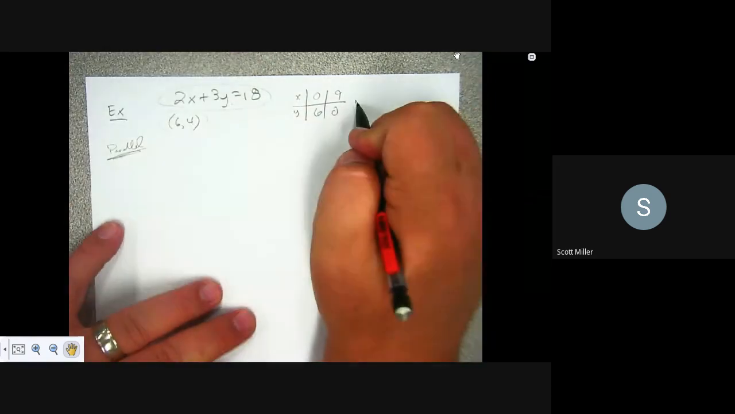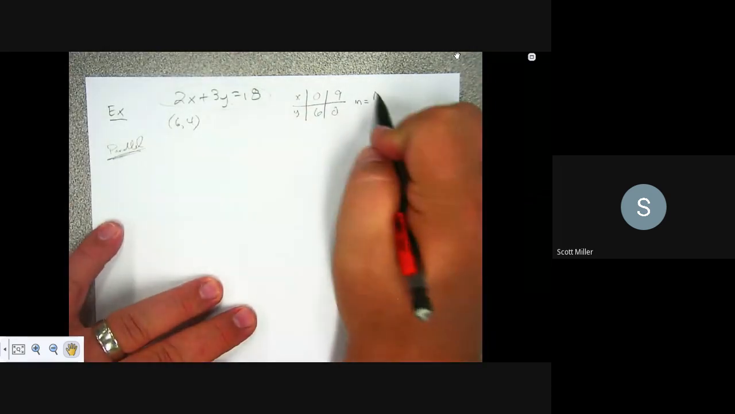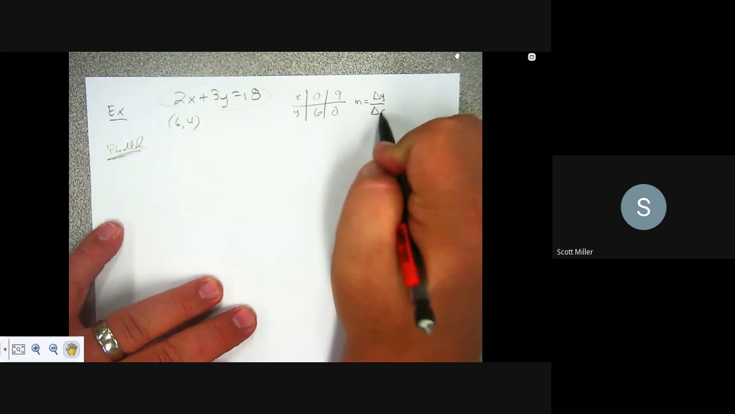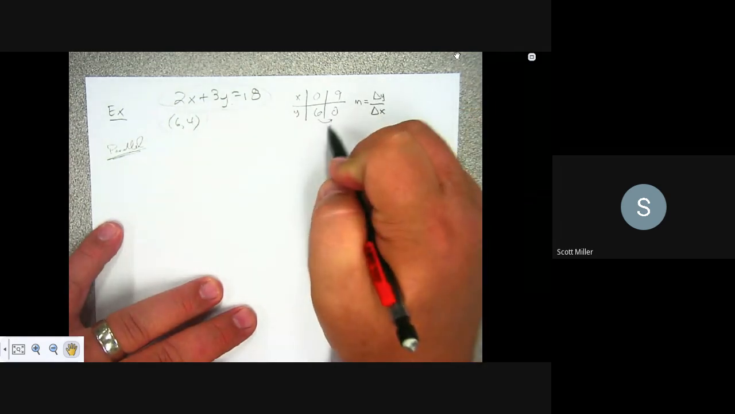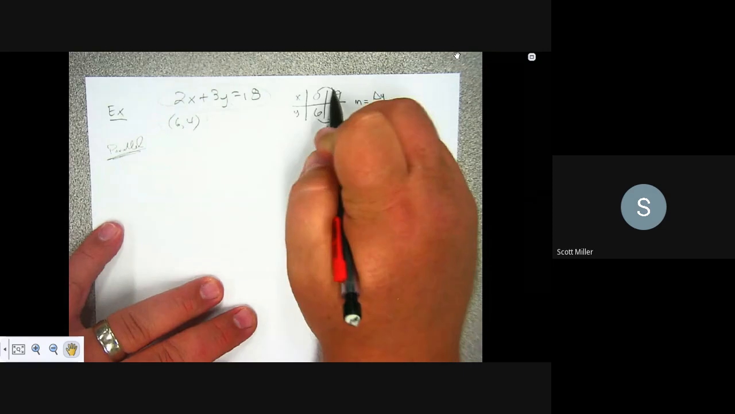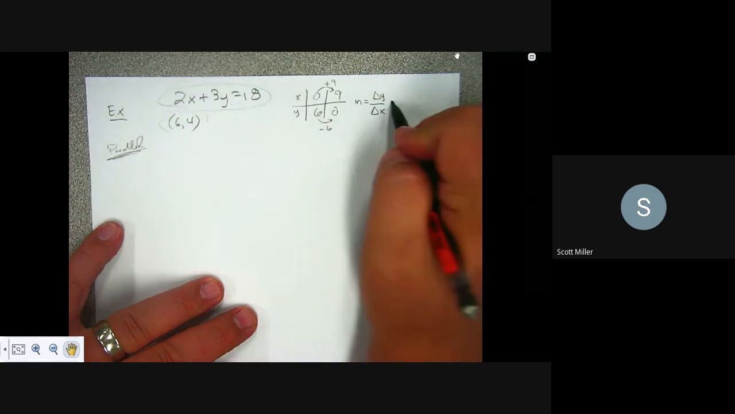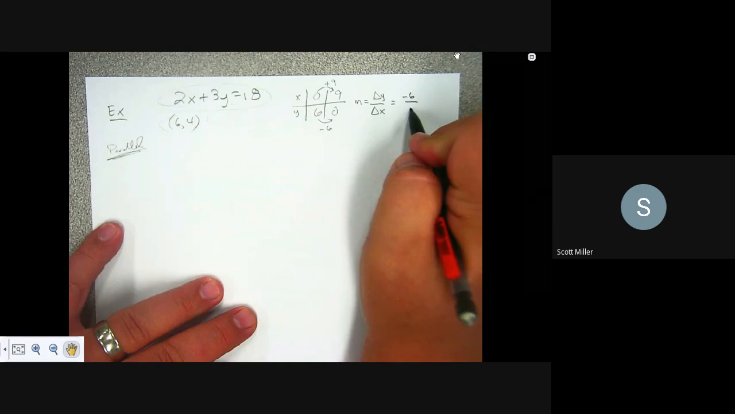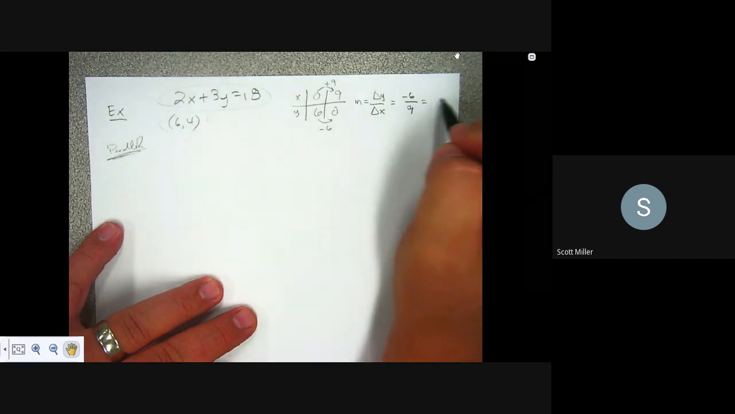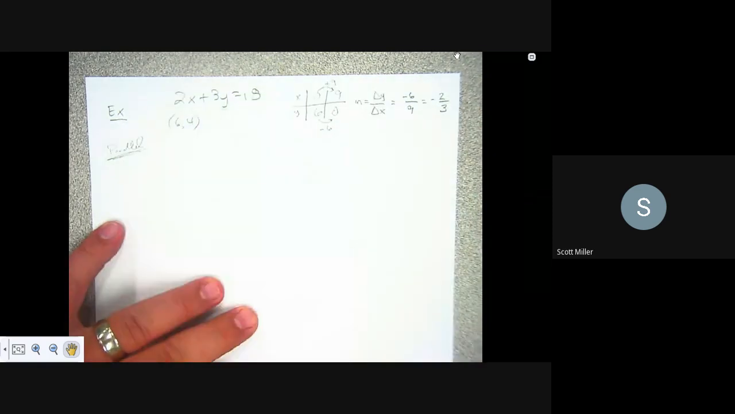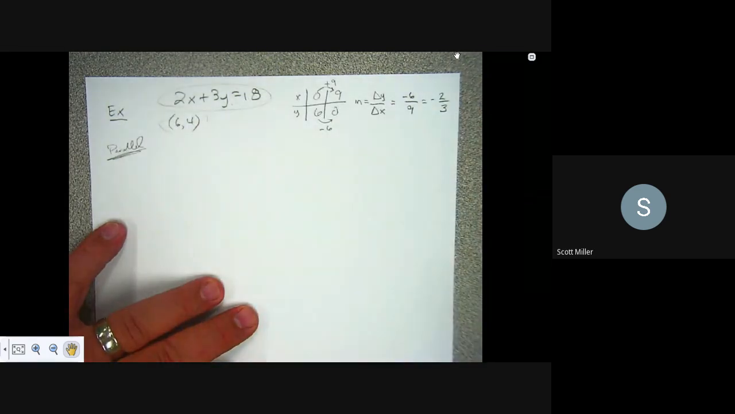So my slope is the change in the y values over the change in the x values. This is a -6. This is a +9. So my slope is -6 over 9, which I need to reduce to -2/3. So that is the slope of that line. That is one option available to you.